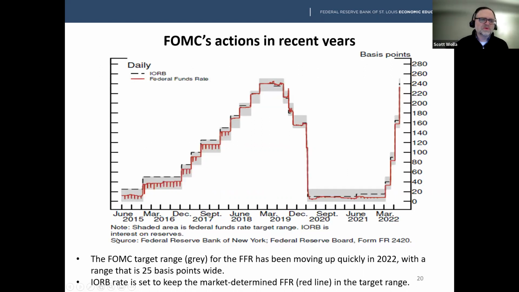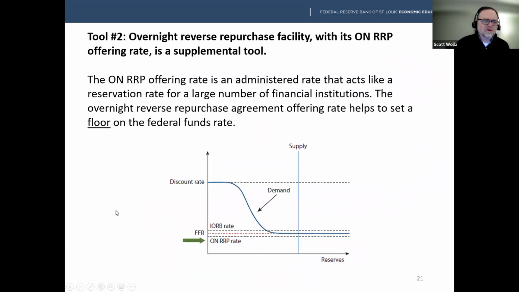If you're going to teach one tool, teach interest on reserve balances, right? But there are a couple other tools you can mention. Okay, the second one is the overnight reverse repurchase agreement rate. The important thing to remember about this is that not all banks or financial institutions have access to earning interest on reserves, and so it makes it not as effective a tool as sometimes we would like, and so we have this other tool which operates in a very similar way, but is open to a wider group of institutions, right?